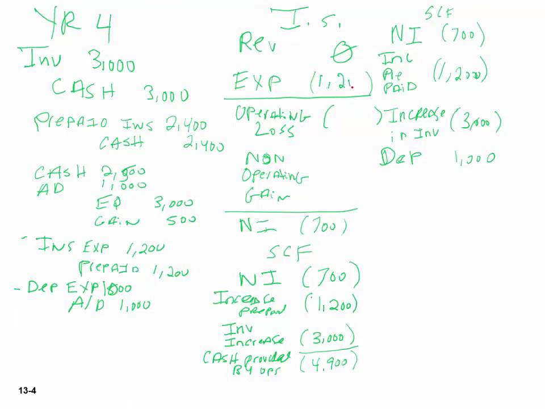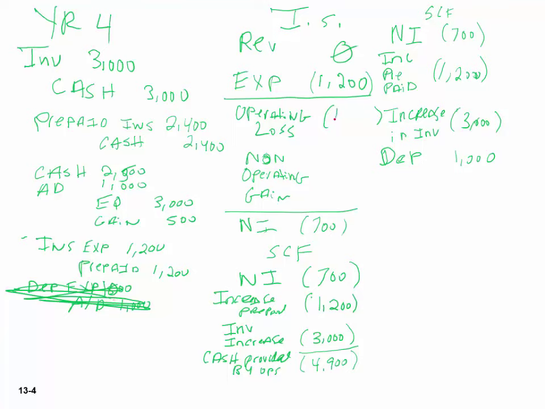$1,200 is my expense, huh? No depreciation because I sold it on January 1st. If you sell the asset January 1st, there's no depreciation. Yeah, right. I sold it, so you don't depreciate it. If you sell it at the beginning of the year, you don't depreciate it, right? So just forget about the depreciation.